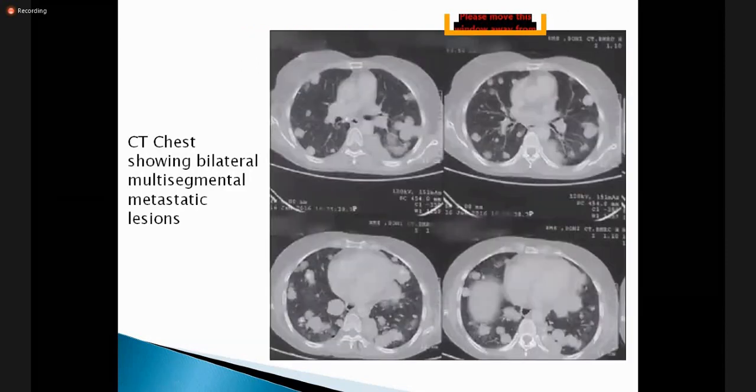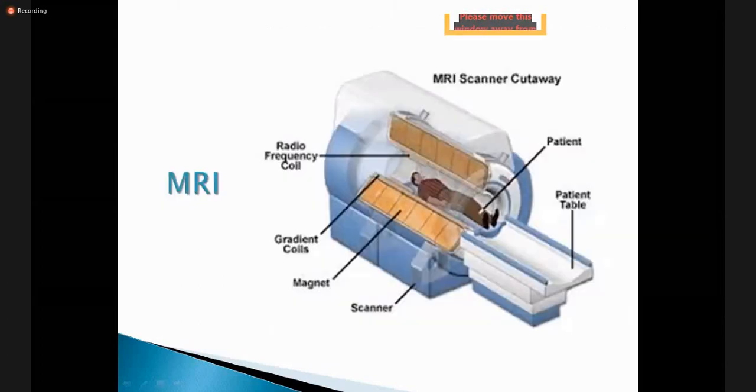The CT scan shows bilateral multiple nodules, so these are metastatic lesions. The main purpose of CT in assessing that is metastasis.